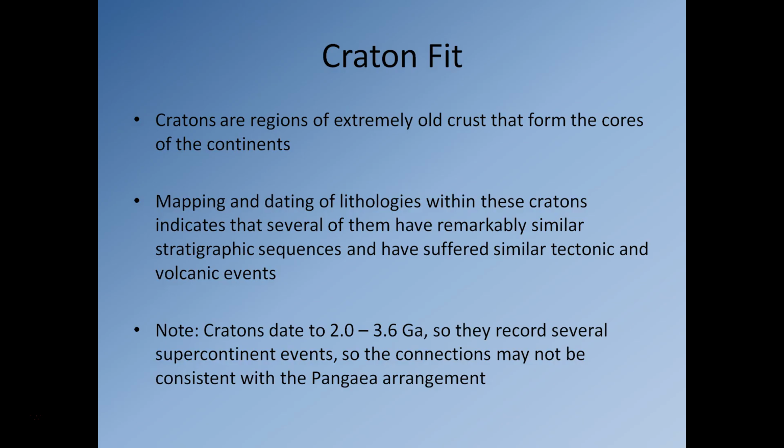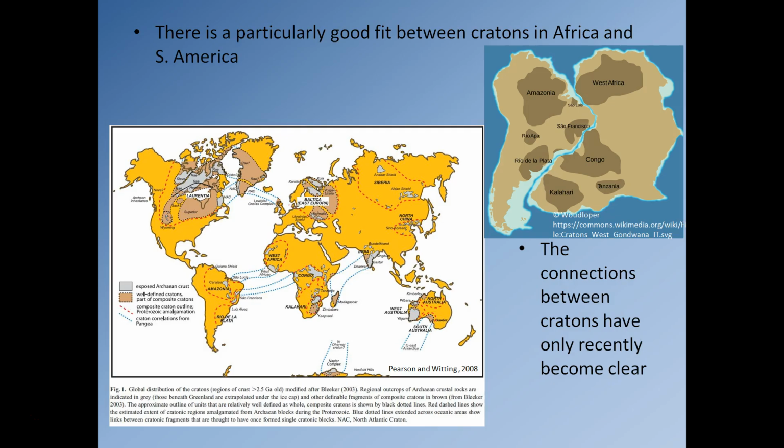and those sequences of rocks have suffered similar tectonic and volcanic events. So just to be clear, cratons date between 2 and 3.6 billion years old, which is the average age of the rock that's exposed. So they aren't going to record just one supercontinent. They'll typically record several supercontinent events. But what do we actually see?